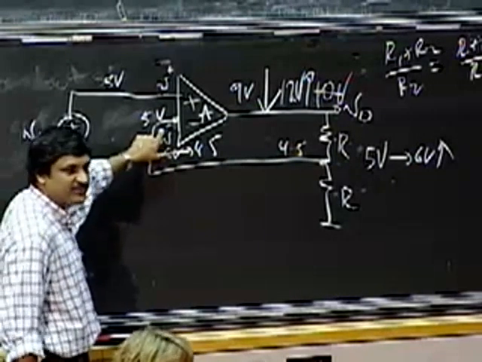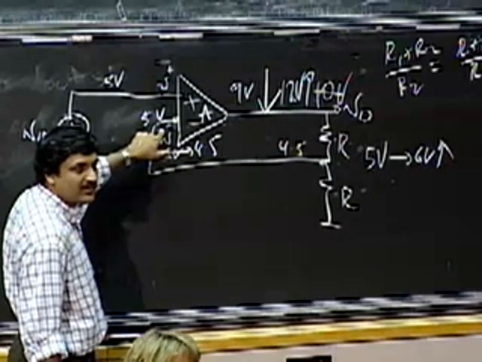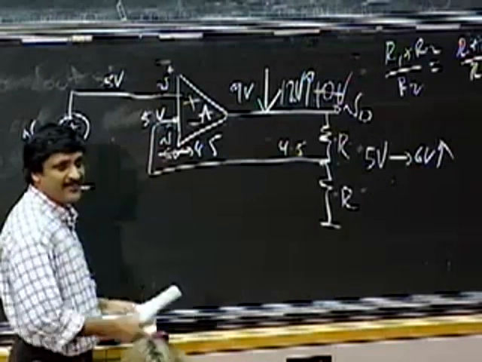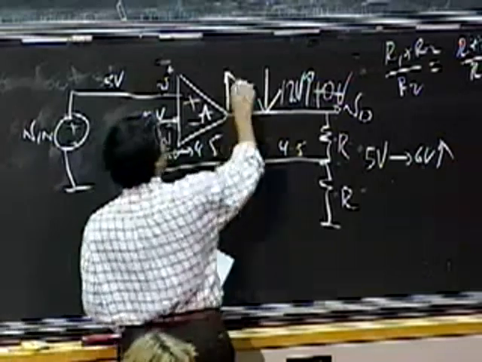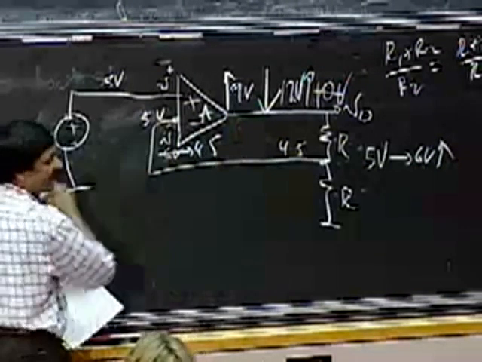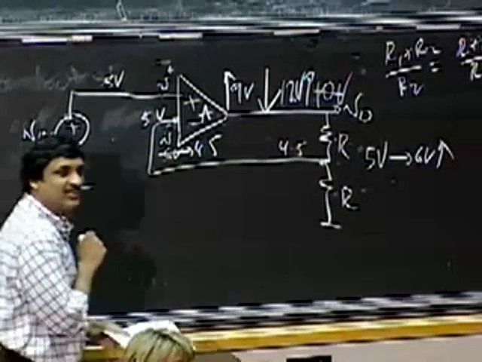What happens now? If this goes to 4.5, what happens? It wants to go back up. Can it make up its mind? So this guy wants to go back up now because V plus is higher than V minus. So what are you seeing here?